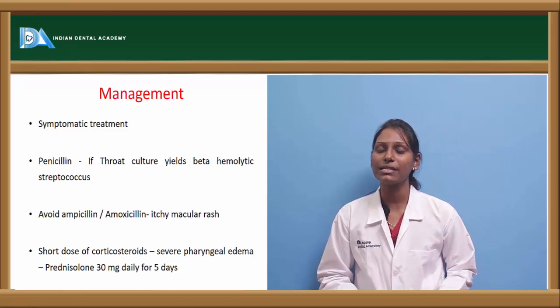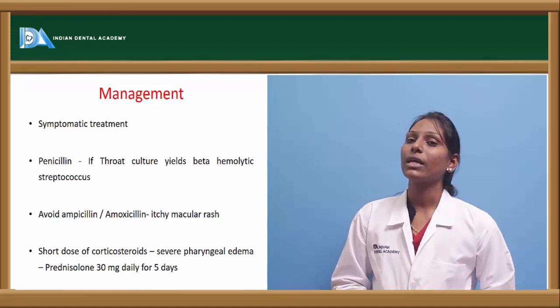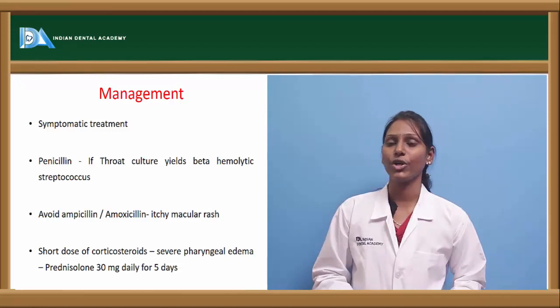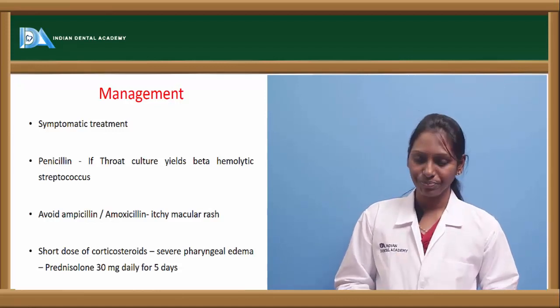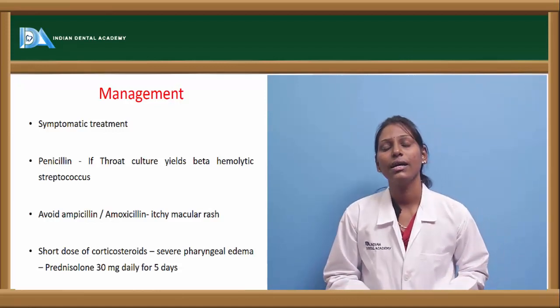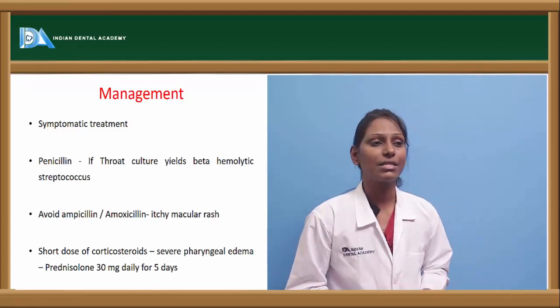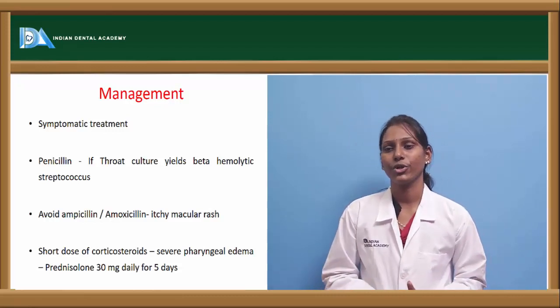Treatment for pharyngitis has to be done with antimicrobial, especially the penicillin. If throat culture yields a beta hemolytic streptococcus, then penicillin is drug of choice. Usually in patients with IM, that is infectious mononucleosis, ampicillin and amoxicillin have to be avoided because ampicillin induced rashes are one of the most common complications in the case of infectious mononucleosis.